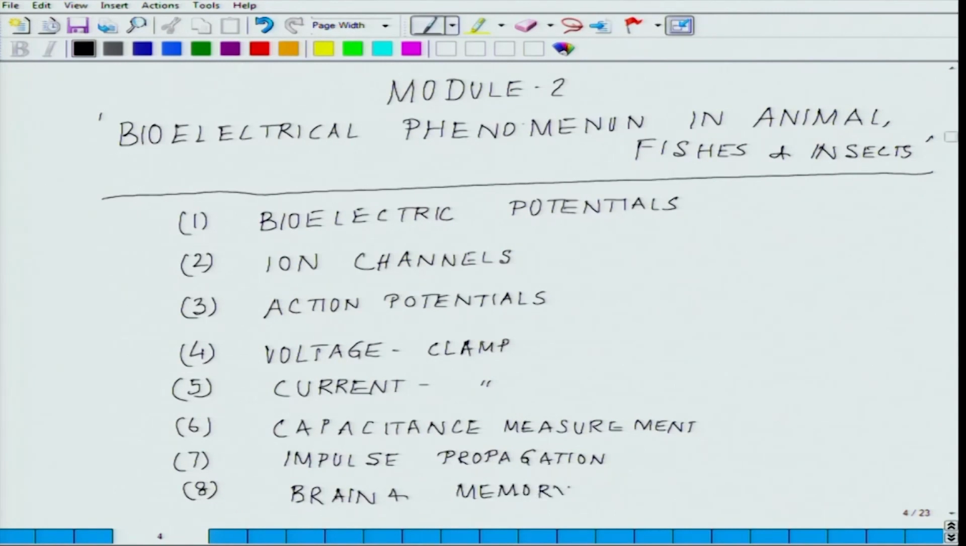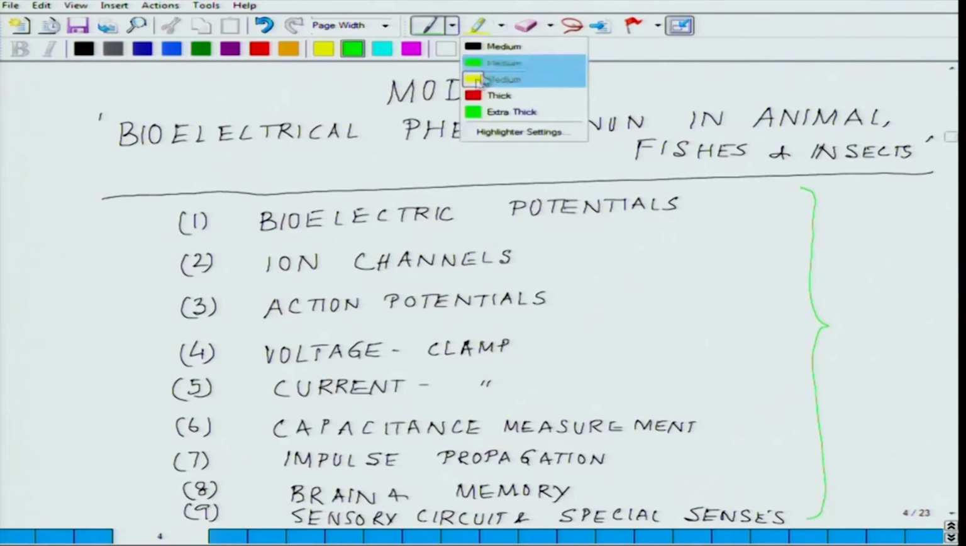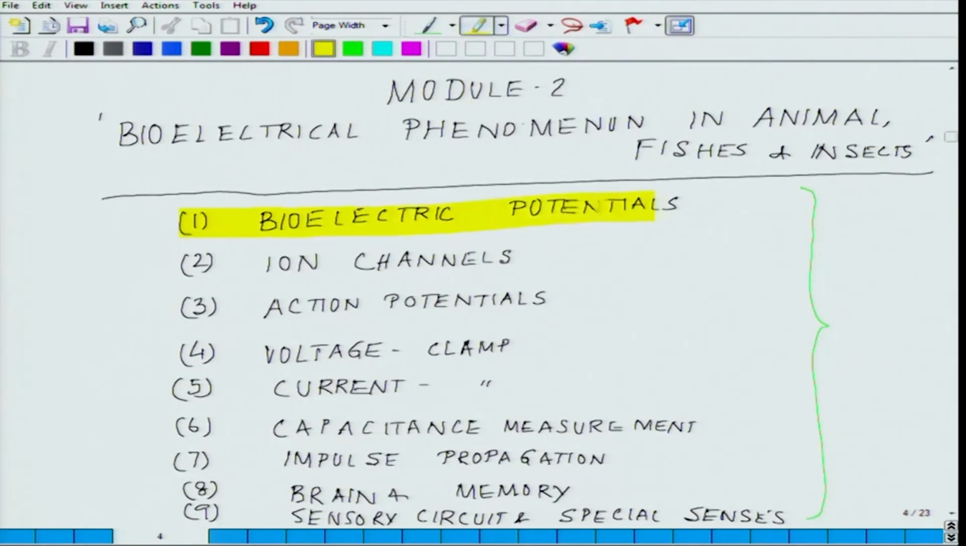We will get an opportunity to introduce the brain chip and all those things, sensory circuits and special senses. So, all these 9 topics what I have just now talked about, I just put a color code. So, all these 9 topics will be essentially dealing with the nerve, using nerve as a model system. Okay.